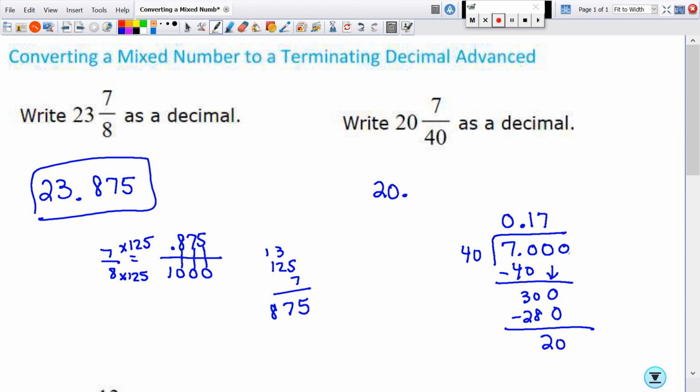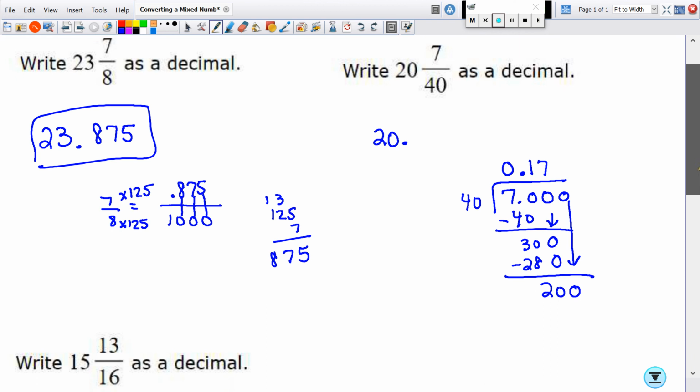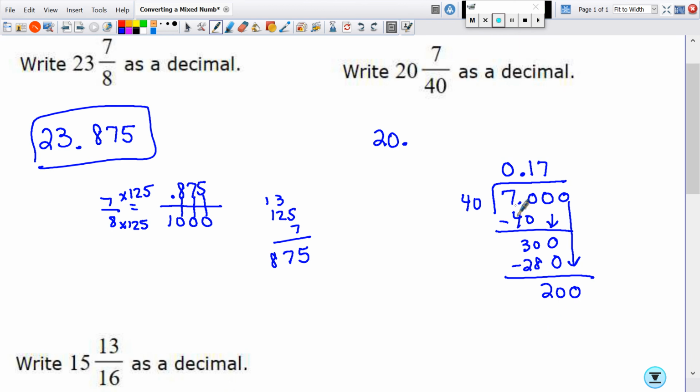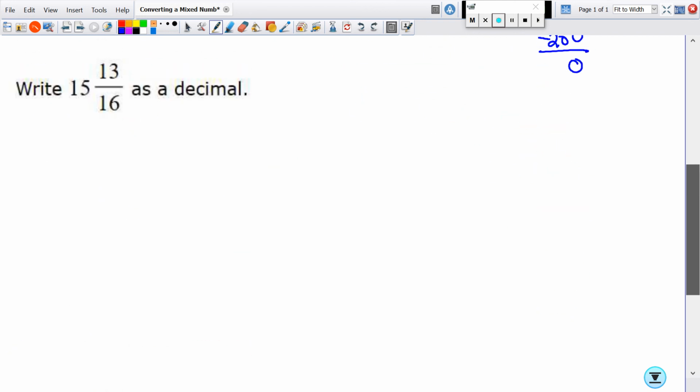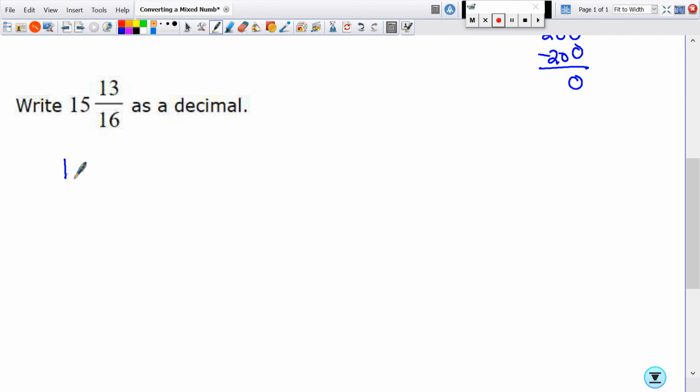We've got to add another 0 and bring it down because we're not finished. You won't be finished till you get 0 down here. Okay, so 40 goes into 200 5 times. 5 times 0 is 0. 5 times 4 is 20. Now you've got 0, so now you're finished. So the 0.175 is the other part of your answer. So 20.175 is the answer.